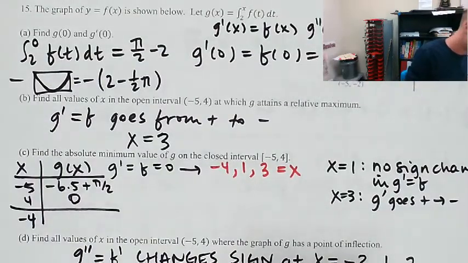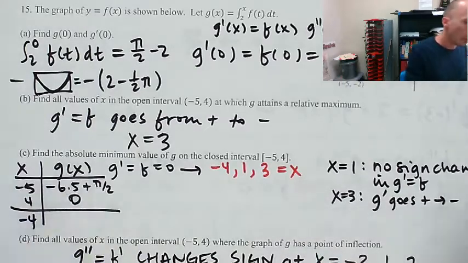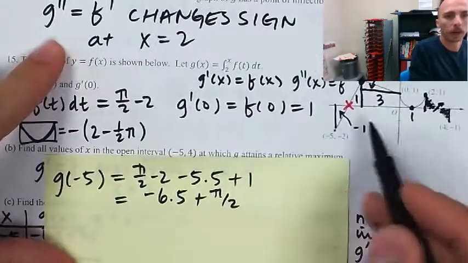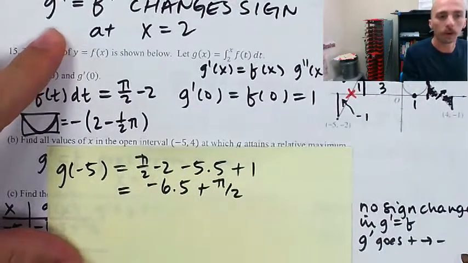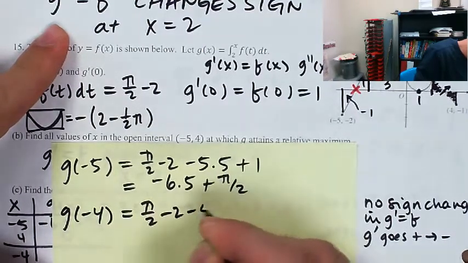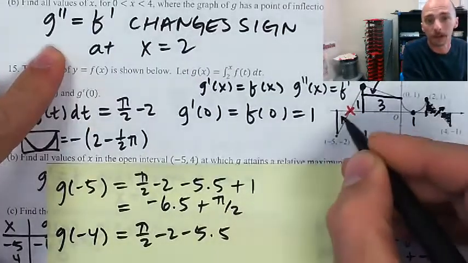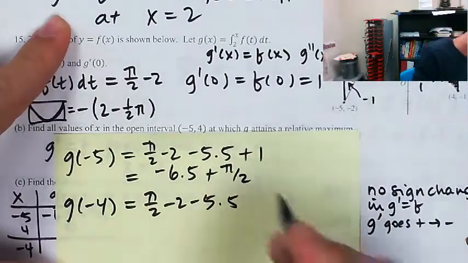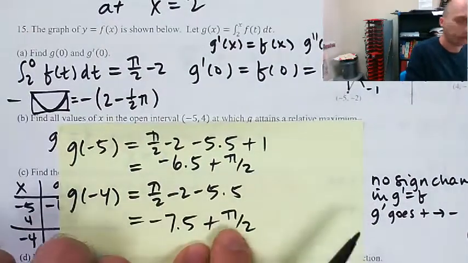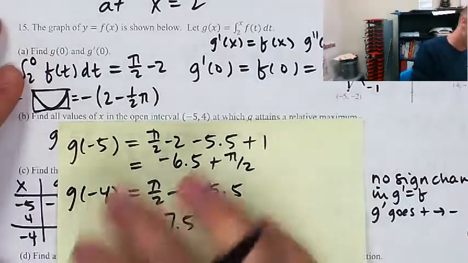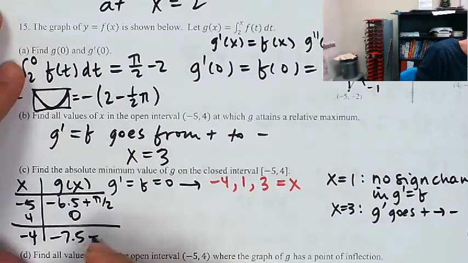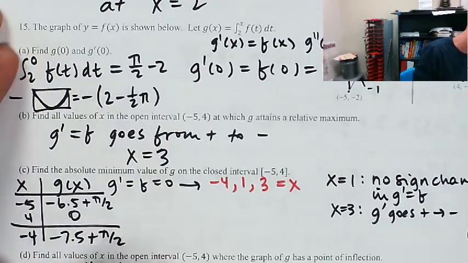And then the last thing I need to do is find g of negative 4, which is going to be like g of negative 5. I'm just not going to add that 1 at the end from going all the way back over that way. So g of negative 4 equals pi over 2 minus 5.5, not plus 1, because I'm not going to go all the way and use that triangle. And that's going to be negative 7.5 plus pi over 2, which is certainly negative because pi over 2 is less than 7.5, less than 3. So, all right, I've got negative 7.5 plus pi over 2, and that's going to be the minimum value of g.